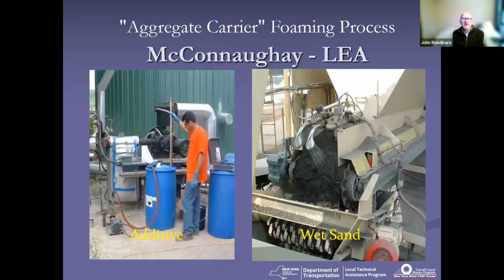In terms of aggregate carriers, the good example is the McConnaughay LEA process, low emission asphalt. And it's a 2-part process. You're providing an additive that's being piped into the PG binder. You're then taking that modified PG binder and coating your coarse aggregate portion of the mix. And then you're introducing a wet sand into that mix, and that's going to foam up the asphalt and allow it to be produced at the lower temperature.